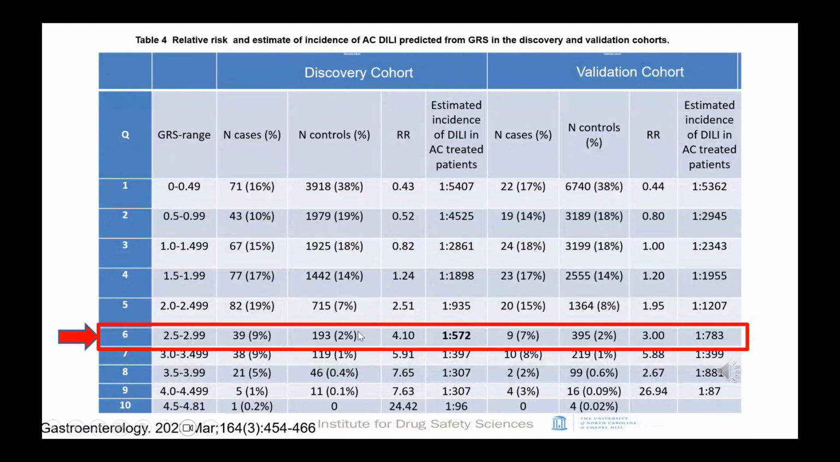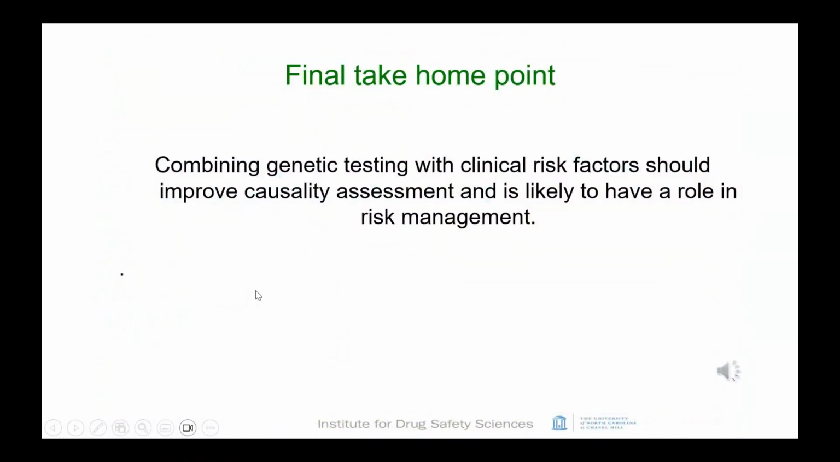So with this information, we were quite confident in saying that this individual's liver injury was due to AC and not azithromycin. So the final take-home point is that combining genetic testing with clinical risk factors should improve causality assessment and is likely to have a role in risk management going forward.